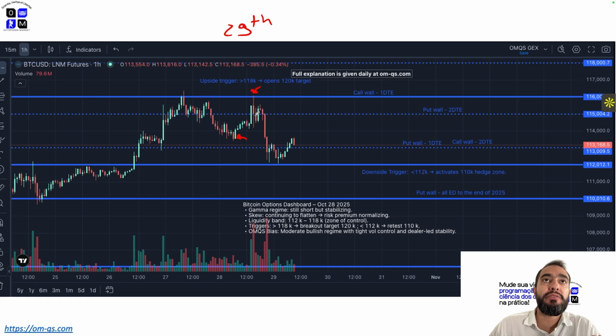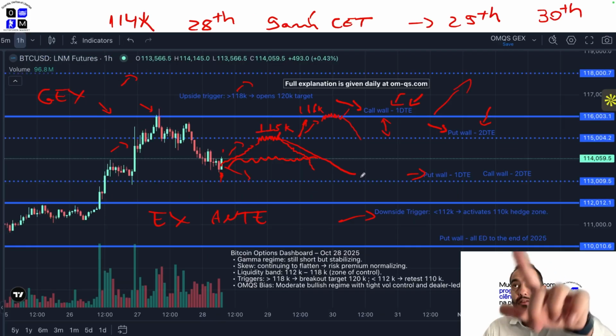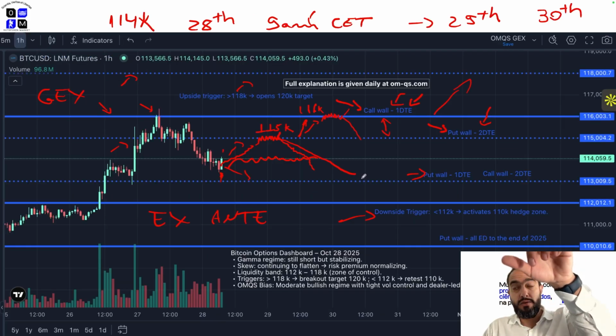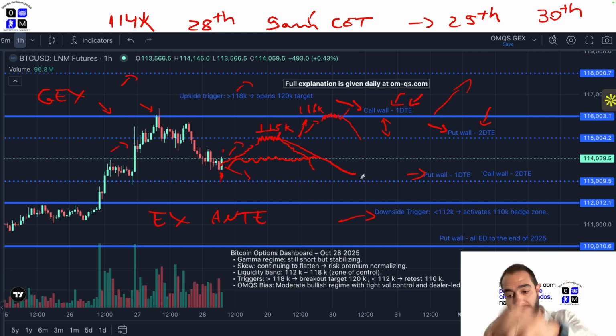Immediately it has bounced back, it stayed in that level before moving back again to the put wall, to the call wall, 2 days to expiration, 1 day to expiration, and then it went flirting with the downside trigger that eventually, if it had lost 112k, it would activate the downside directly to 110. Exactly what we had here before.